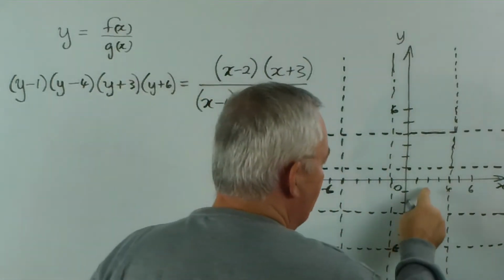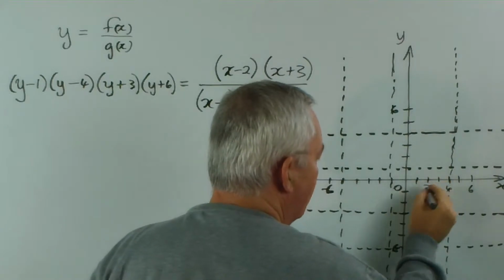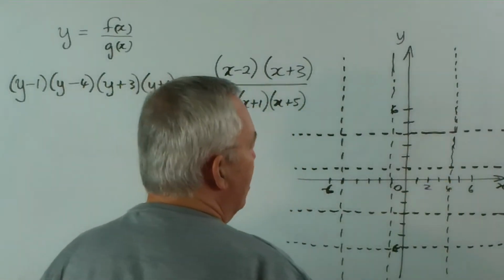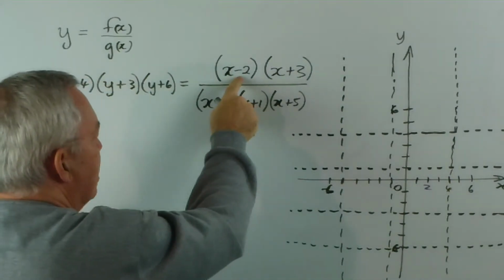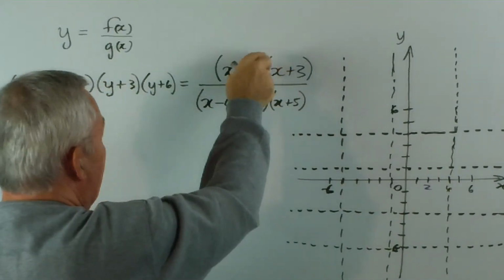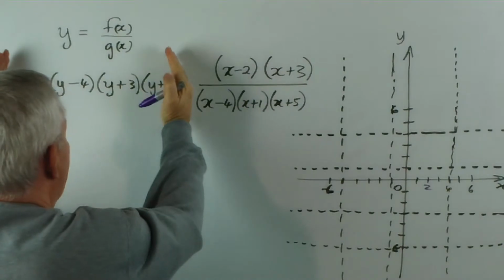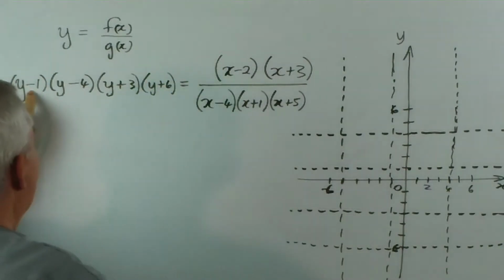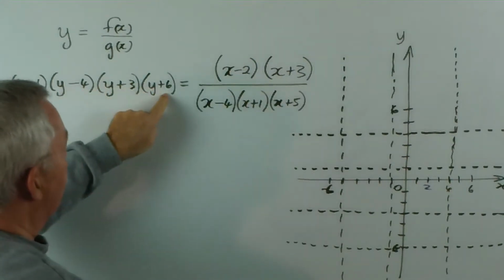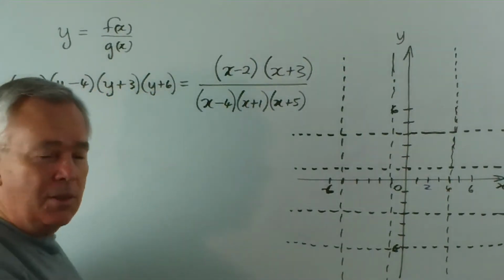When x is worth 2, here it is here, it would make this 0. So we would actually have a 0 on the top, which would mean this would have to be 0. Now if this was 0, then either that is 0, this is 0, this is 0, or this is 0. And there are our 4 asymptotes.